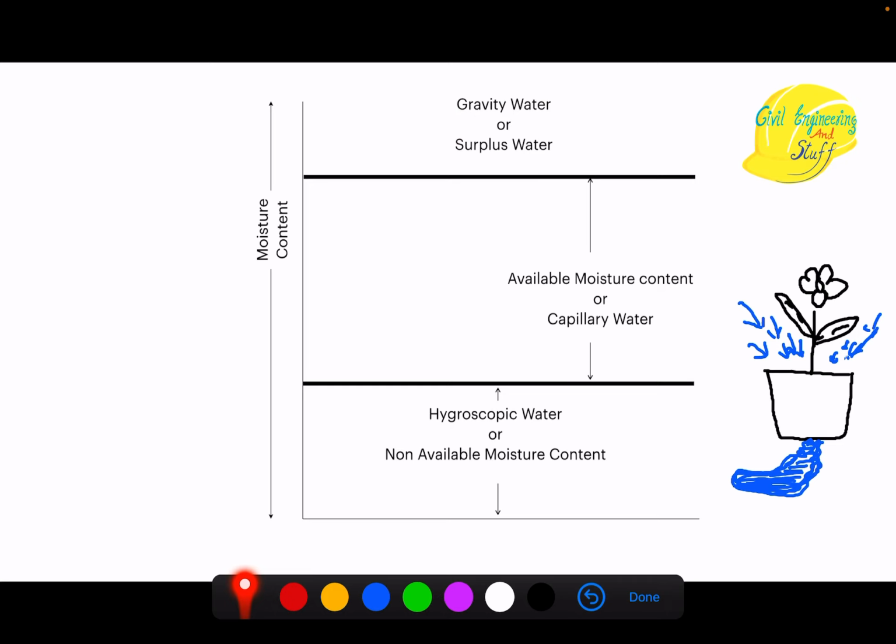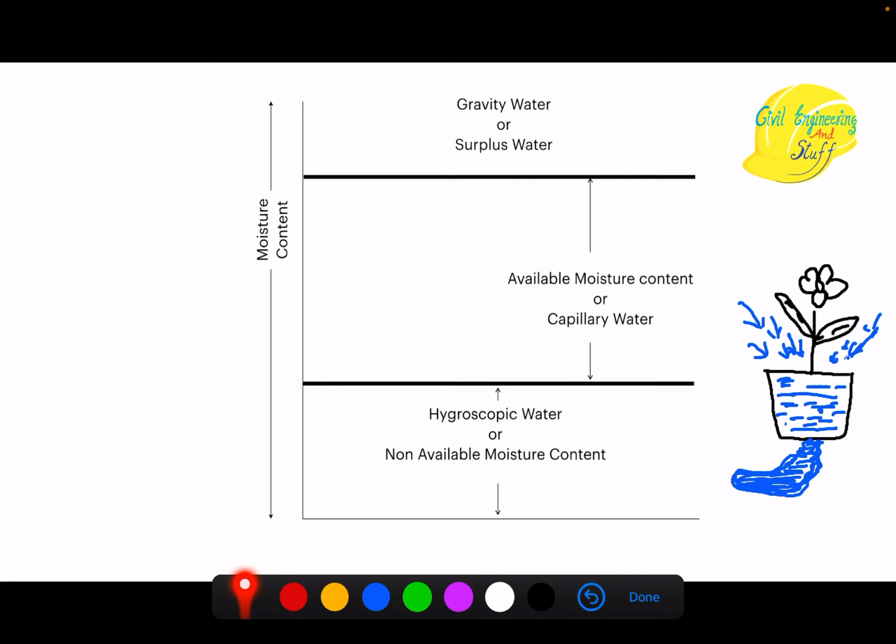Okay. Then we have the available moisture content or capillary water. There will be certain moisture content that will be retained by the soil, and this water will be used by the plant for their growth. So the available moisture content, or capillary water, is the water content that is available in the soil and will be used by the plant for their growth.